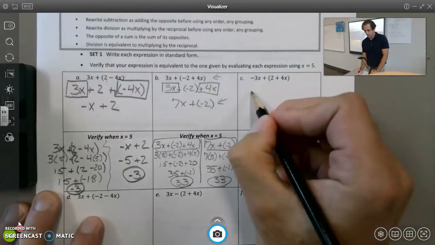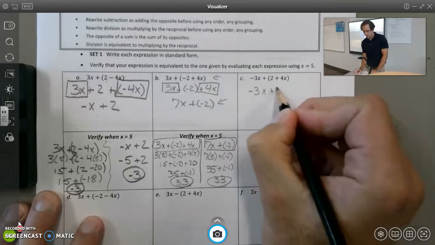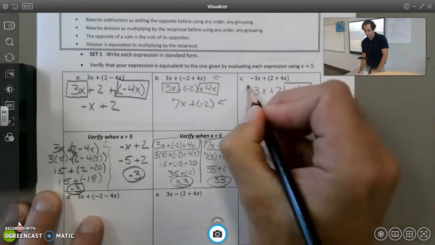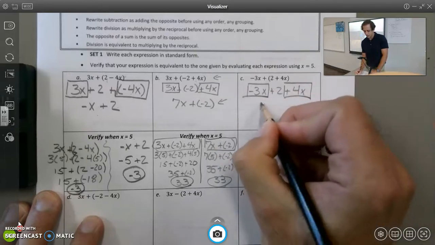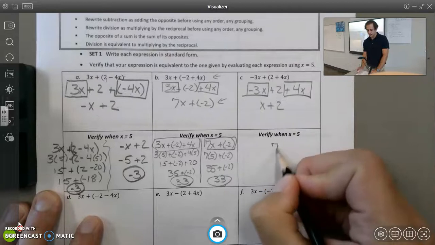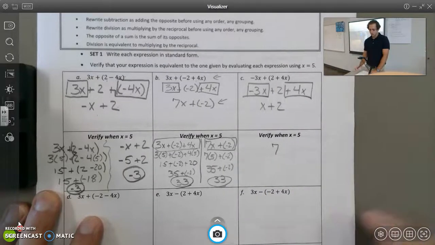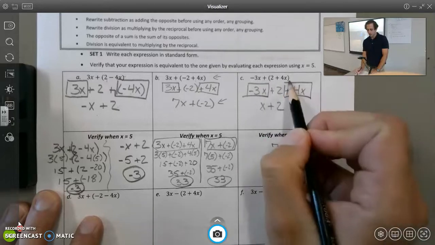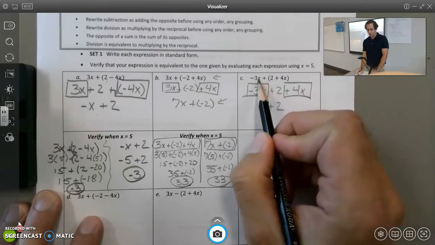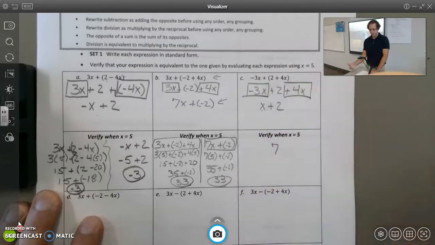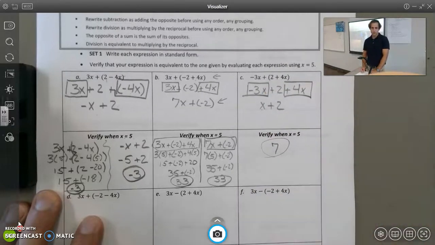I'm going to speed up and go through this much faster. All right, negative 3x plus 2 plus 4x. Here are my like terms. I'm going to do x plus 2. When you verify, you should get 7 for each expression. Plug in 5 plus 2, I get 7. Plug in 5 up here, I get negative 15 plus 2 plus 20. Negative 15 plus 22 is 7. So I get 7 on both expressions.